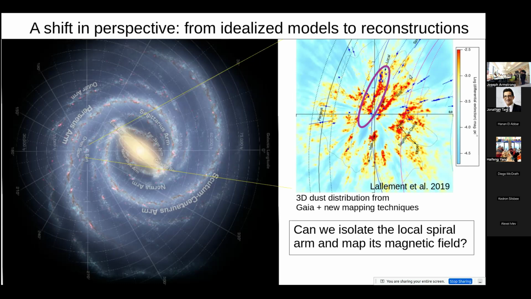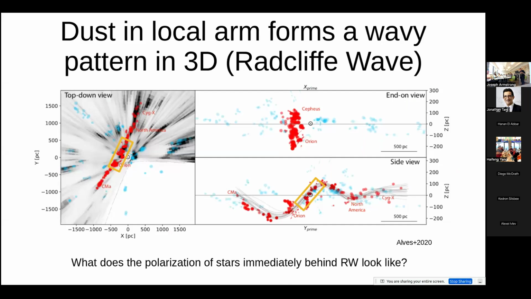The feature that I'm highlighting here is a portion of the local spiral arm. And that's where we wanted to look first to see what the magnetic field is doing, because remember from the previous plots, that feature seemed to dominate the rotation measures. So let's look at this feature in more detail.